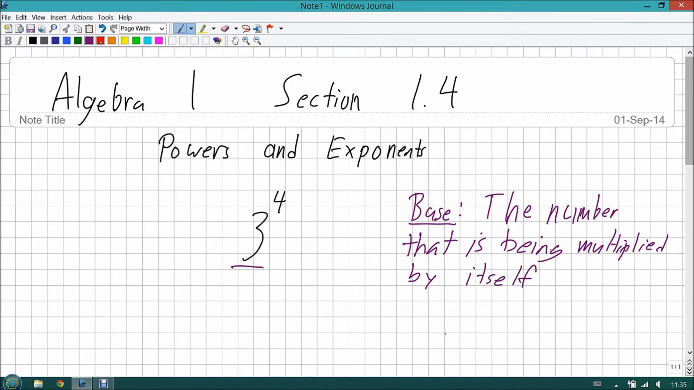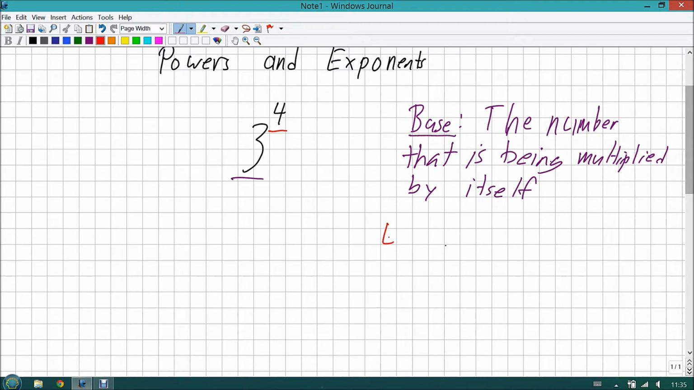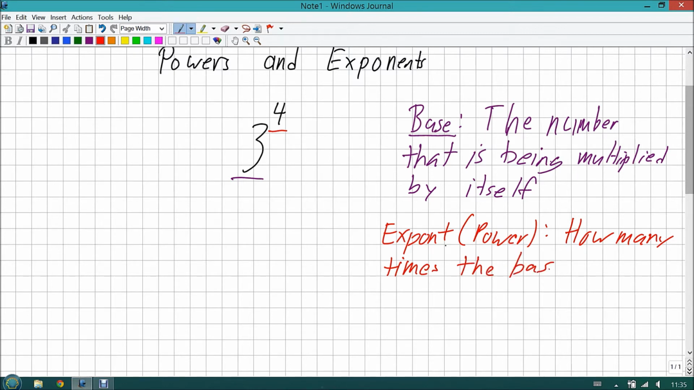And then we have the exponent, or the power. In this case, it's the 4. So the exponent or the power, so let's write that down, exponent, which is also often called the power. This tells us how many times the base multiplies itself.